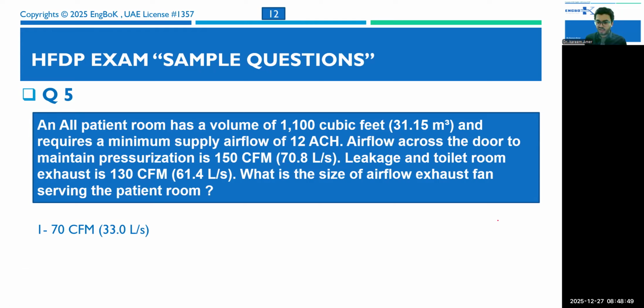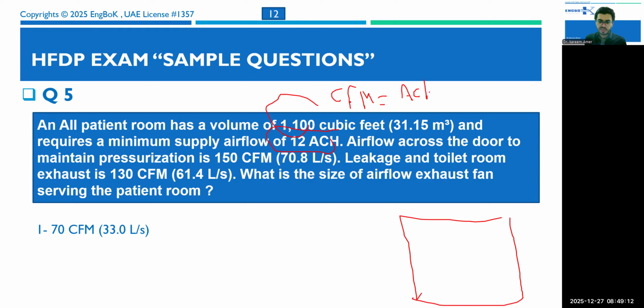So here, the volume of the room is 1,100 cubic feet, and the required minimum supply airflow is 12 air changes per hour. So from the volume and air change per hour, you can get the CFM by the equation: air change per hour times volume in cubic feet divided by 60 equals around 220 CFM.